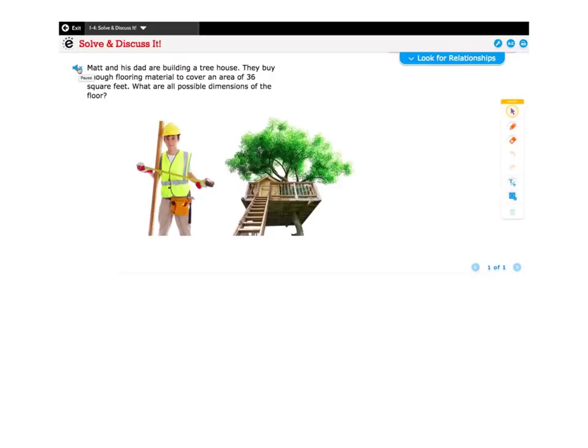Matt and his dad are building a tree house. They buy enough flooring material to cover an area of 36 square feet. What are all the possible dimensions of the floor?